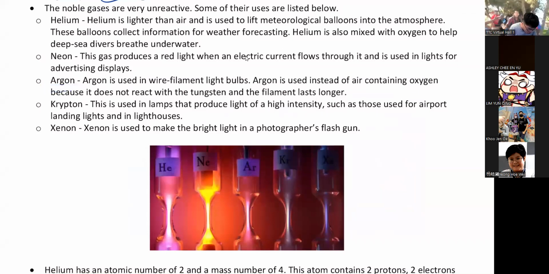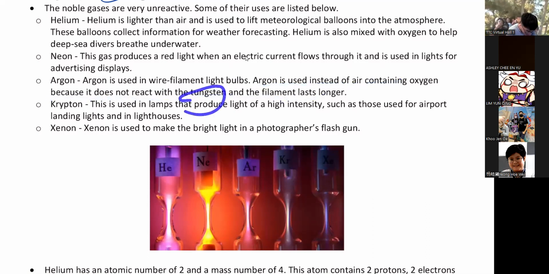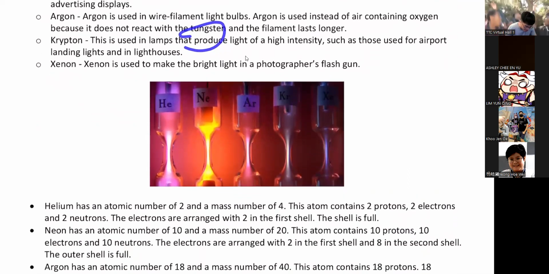Argon is used in your wire filament light bulbs. Last time, your grandma's age light bulbs would have argon inside. It's a type of gas. So why do we use argon? Argon is used instead of air containing oxygen because it does not react with the tungsten, and the filament lasts longer. What is tungsten? Tungsten is this thing in the middle.